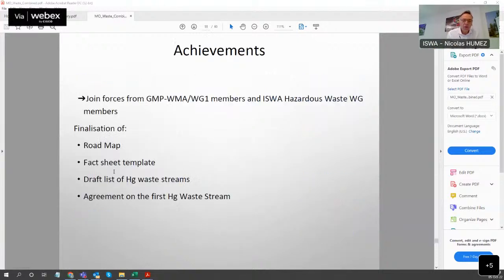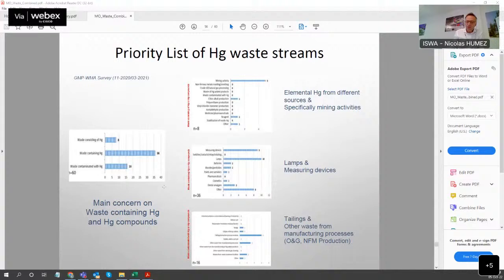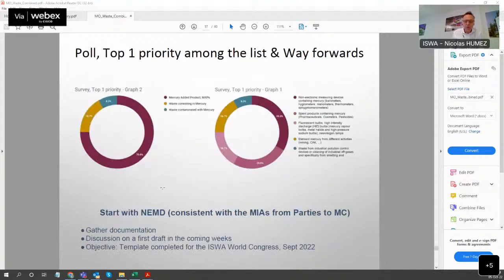So next slide, please. We decided to work together, to join forces between the Global Mercury Partnership Waste Management Area and the ISVA Hazardous Waste Working Group. And we finalized in the past weeks a roadmap that framed the work on the fact sheet. We also now have a template for the fact sheet, defining the different steps we have to work on. And also we decided to prioritize certain kinds of waste streams on which we would like to develop those fact sheets.